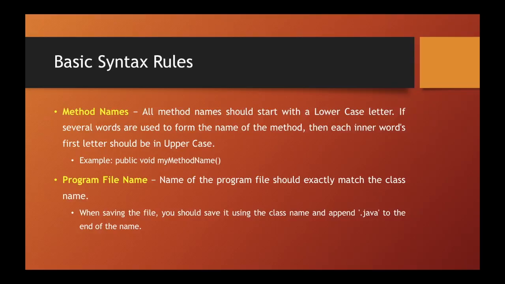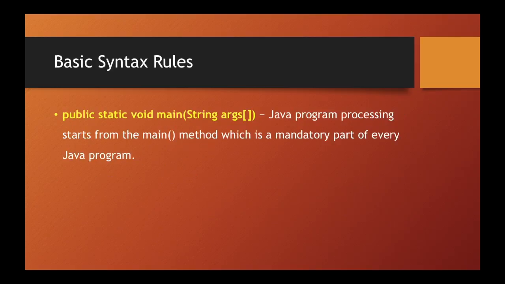Next one is the program file name. Simply speaking, the class in which the main method resides, that name must be the program name. You don't need to follow this exactly, but if you want to execute the program, it should be there. So public static void main is the main method. If you know C, you code everything in the main method. The Java compiler will look for the main method. It always starts execution from the main method.